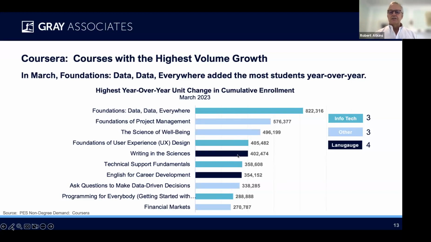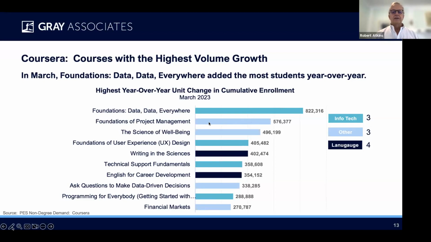We've got, I thought, interestingly, a couple of things in languages, however you spell that word: writing in the sciences, and English for career development. And if we continue down the list here a little bit, beyond the top 10, you'd find other languages that are in high demand at this level on MOOCs, which is an interesting contrast with what we see in programs in higher ed, where the languages have really been dying away. So there is an audience for them. It is not the same audience or format that we have in traditional higher ed.